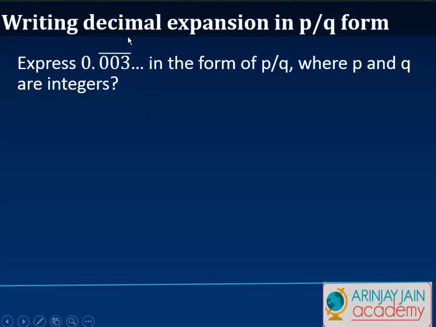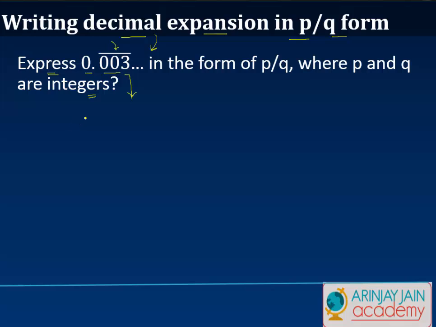Writing decimal expansion in p by q form. Now it may just happen that you are given a decimal expansion, which is, let's say for example in this case, express 0.003, where 003 is repeating itself, in the form of p upon q, where p and q are integers. So in these kinds of situations, the answers are pretty simple and easy.